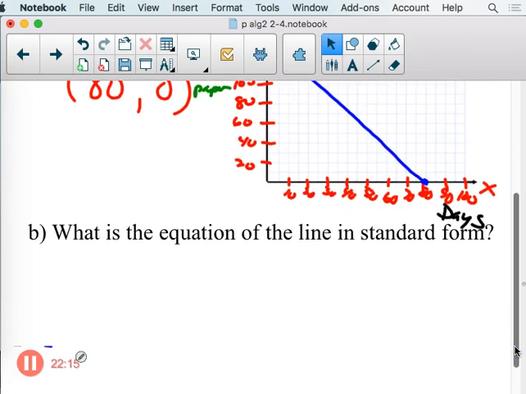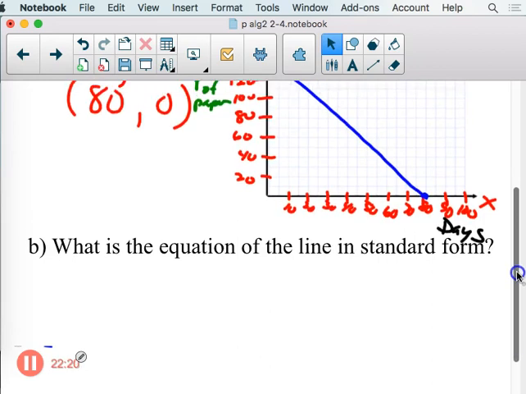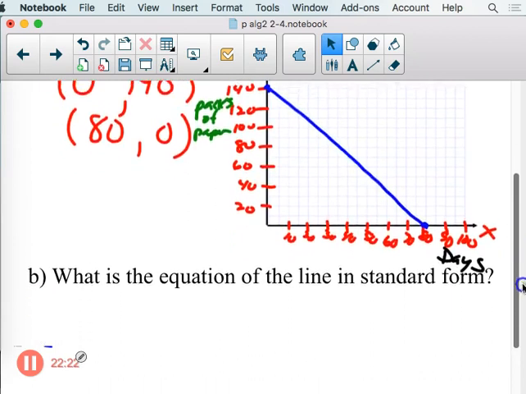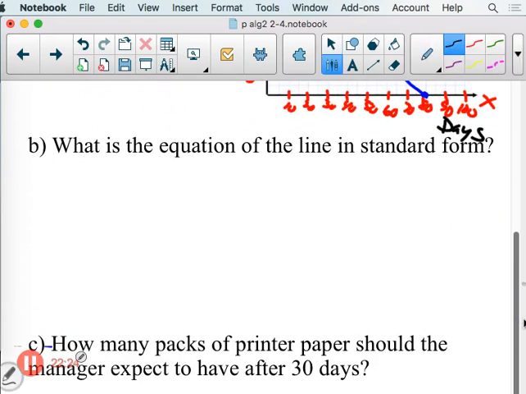And this says, what is an equation of a line in standard form? Well, that's not a big deal. We have 2 points right here. 0, 140, and 80, 0. I think that's a pretty good starting place for writing an equation for a line. What should we do with those? Slope, intercept, and point slope. Think about the names. What does each one of those require?